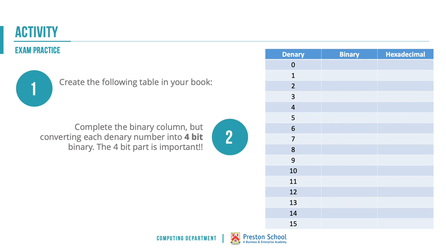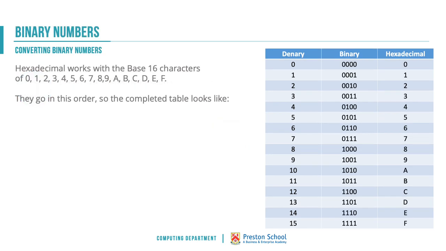You're going to want to create or write down the following table somewhere. In that table I've got three columns: denary numbers down the left hand side, a binary column and a hexadecimal column. The first thing we need to do is write down our binary numbers, but this time we're going to write them in 4-bit binary. So a 0 in denary becomes 0000. A 1 becomes 0001, right the way down to 15, which becomes 1111.